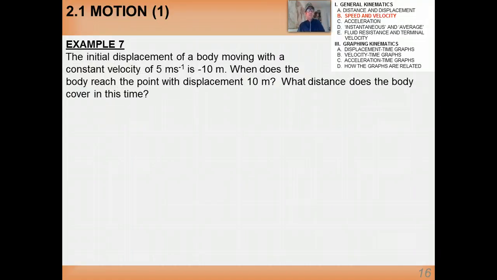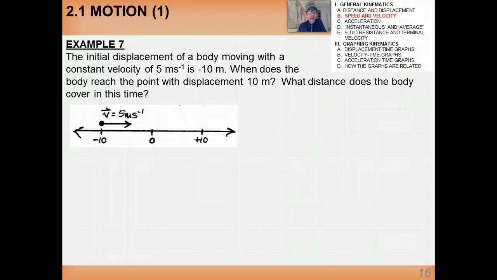Okay, a little more complicated. I've drawn this on a number line for you. The initial displacement of a body moving with a constant velocity of plus 5 meters per second is negative 10, so it starts off at negative 10. The question is, when does the body reach the point with the displacement 10 meters? How long does it take to get all the way over here, and what distance does the body cover in that time?